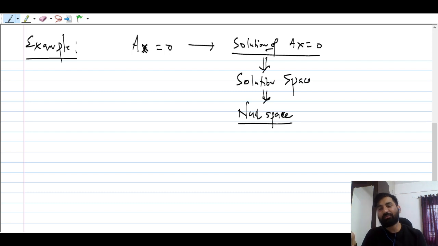आपको ये सारी चीजें पता होनी चाहिए, okay? So the solution of Ax equal to 0, solution space or null space, okay? So suppose you have got something, right? Suppose some matrix is given and you know, in case of Ax equal to 0, suppose systems of linear equations are given, which are homogeneous systems of linear equations.